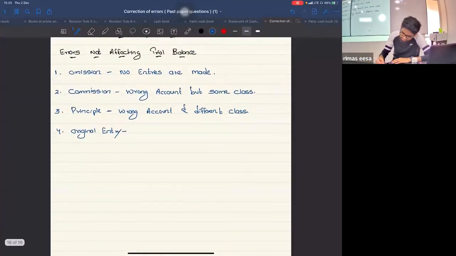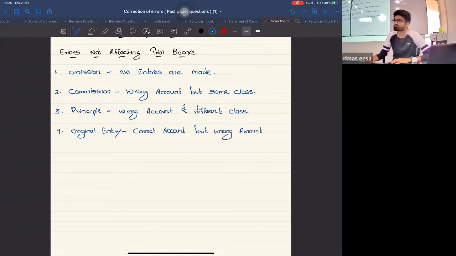Right. So now let's write the definition of original entry. Original entry means correct account, but wrong amount.